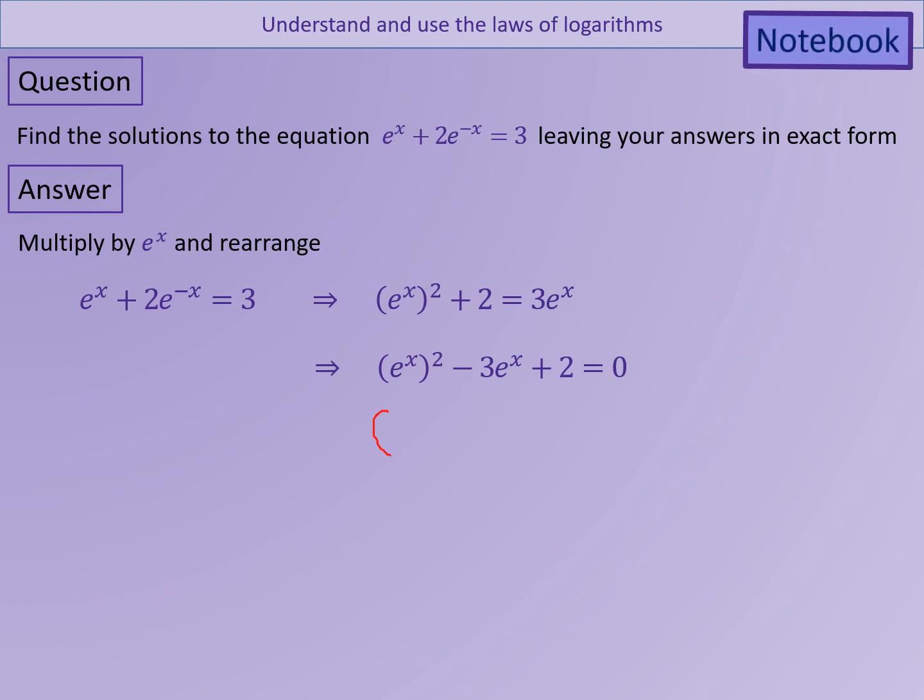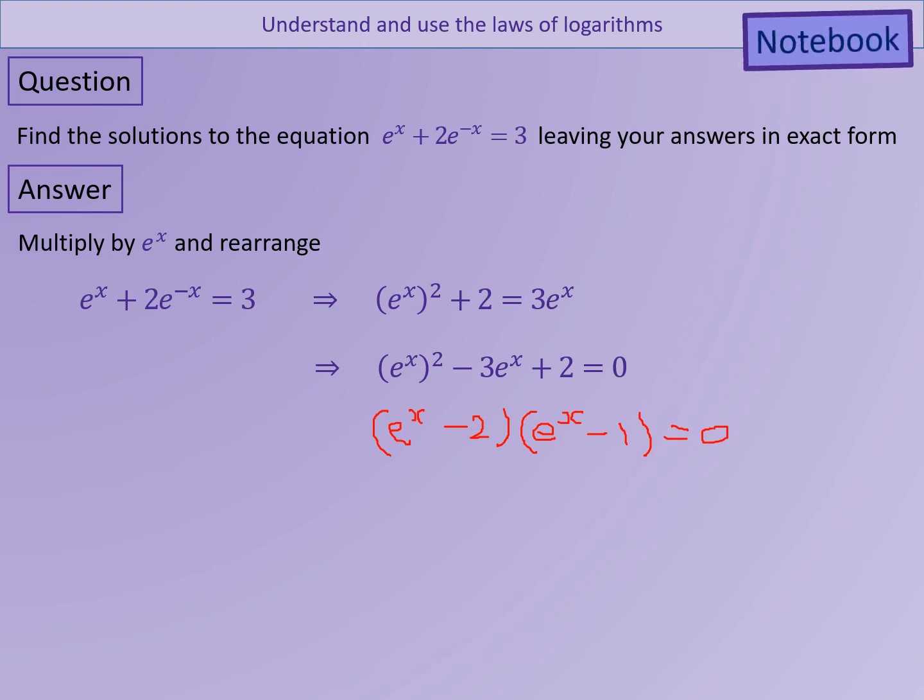So my two brackets will both begin e to the power of x, and when I multiply them together, it will create the e to the x squared that I need. So my first two terms are e to the x, and then within the first bracket, I'm going to have minus 2, and then in the second bracket, I'm going to have minus 1. And you can see now that if I expand these double brackets, I will indeed get back to the equation above. So a very similar method to solving a quadratic.